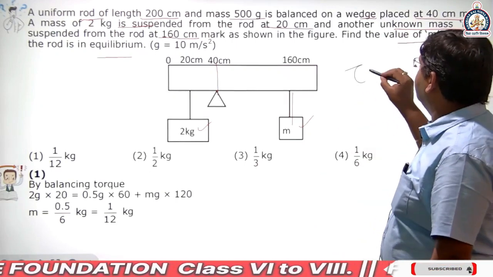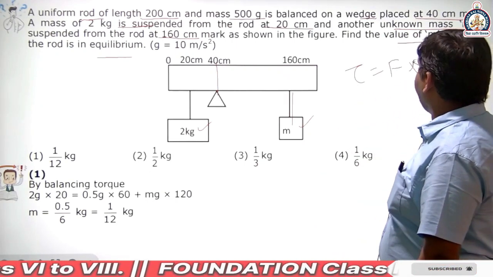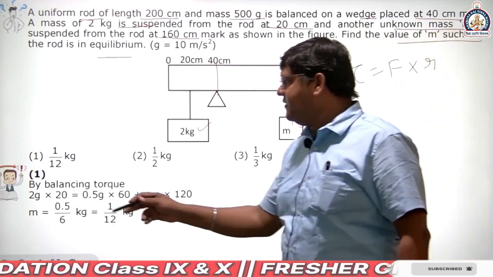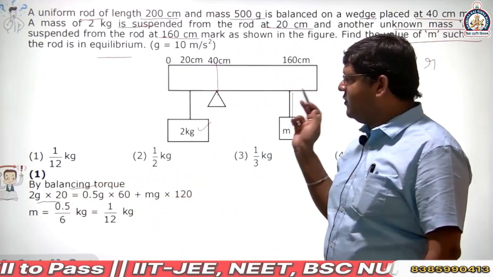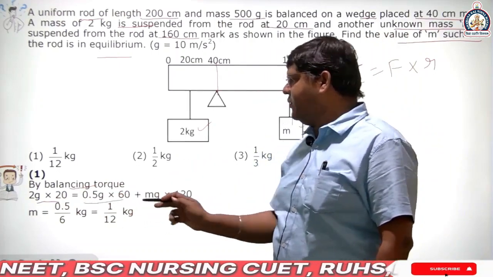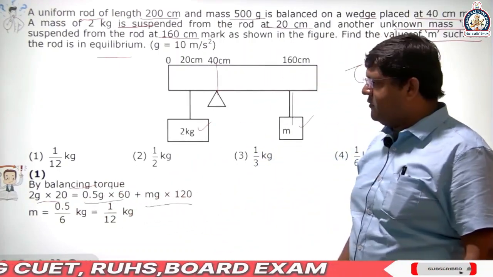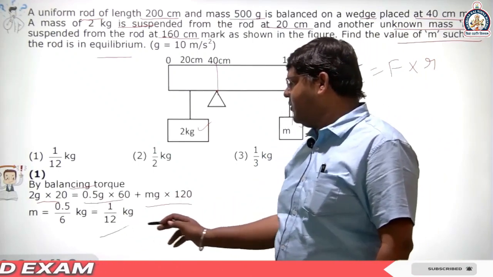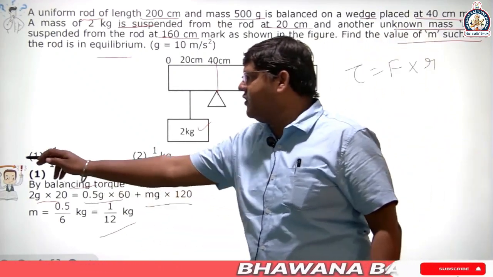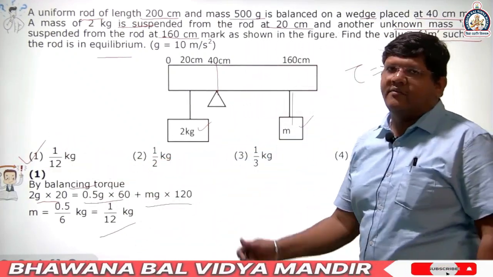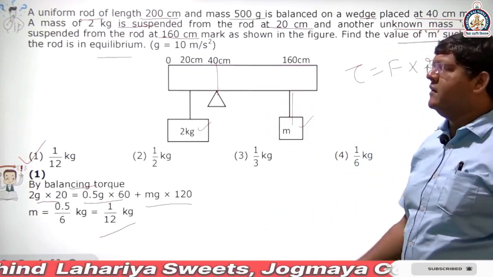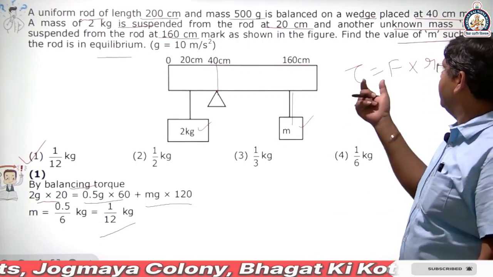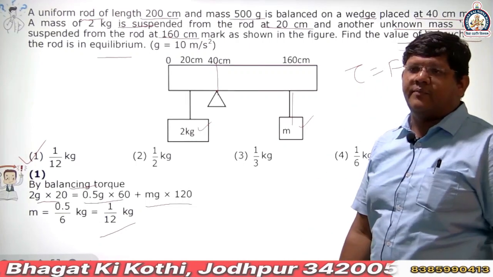The formula for the torque is force into distance. By just balancing torque we get 2 g into distance 20 on the left, and for the right portion we get 0.5 g into 60 plus mg into 120. Solving for m we get 1 upon 12 kg. That is our required option number first. We just have to balance the torque on the LHS and RHS to get the required answer. Torque is nothing but the product of force into distance.